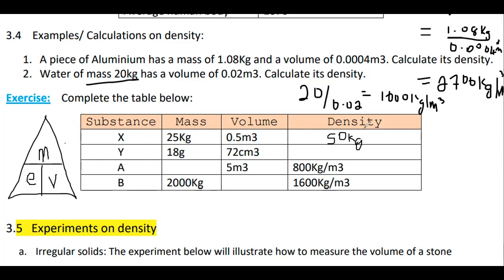Per cubic meter. Yeah. And then the next one, for substance Y, they've given us the mass in grams and the volume in cm cube. They want us to give the density, the same thing. So you're going to have 18 divided by 72. And 18 divided by 72, what does that give us? All right, that is going to give us 0.25 grams per cm cube.